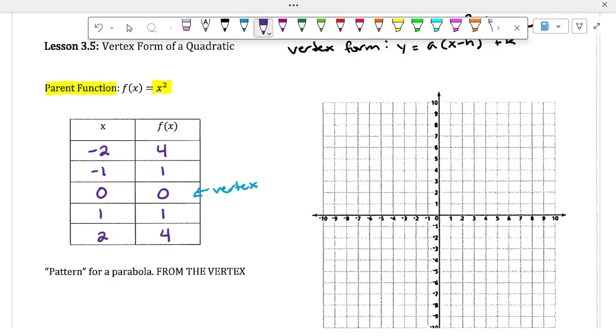So I'm going to take a minute and graph this. So I have 0, 0, negative 1, 1. So that means its axis symmetry reflection partner is 1, 1. Negative 2, 4. Axis symmetry partner is 2, 4. So it looks like this.